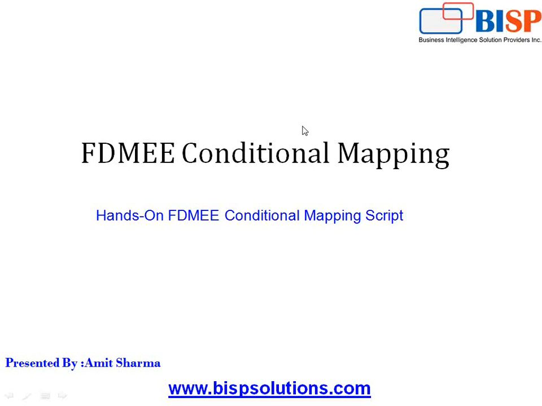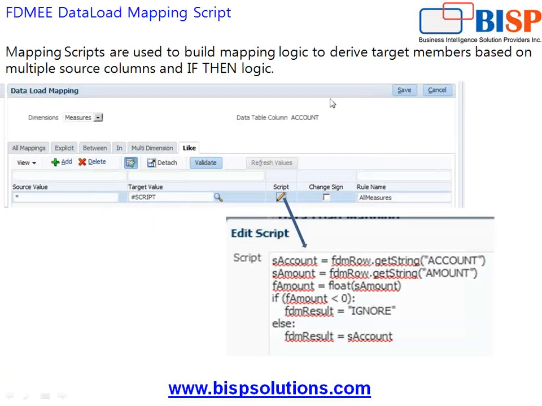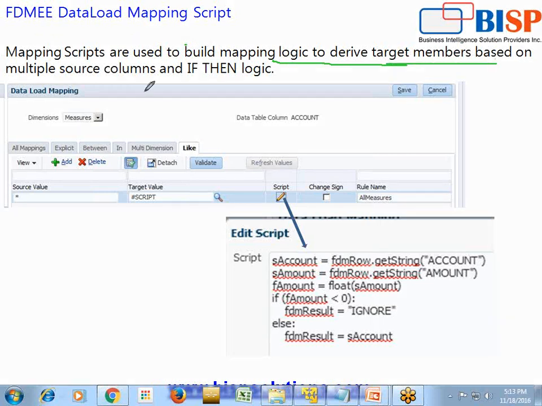So in today's example, I'm going to use Essbase as my target application and my source is going to be a flat file. The script continues to work with a flat file or maybe an application like Oracle EBS or PeopleSoft. By the formal definition, mapping scripts are used to build mapping logic to derive the target member based on multiple sources, and you apply if-then-else conditions. You apply a conditional expression, and this conditional expression you define under the data load mapping section. So I'll take you directly to this rather than explain it over the PPT. I'll show you directly live.